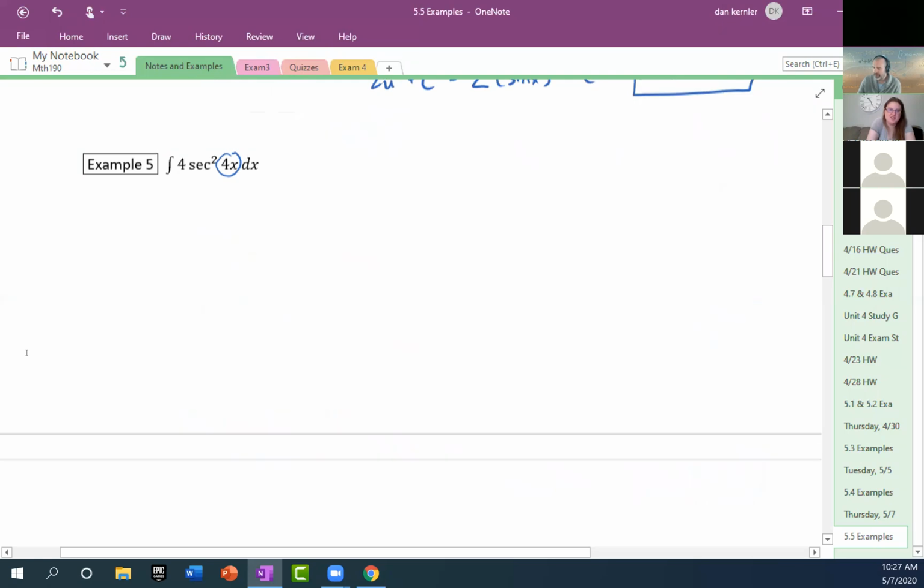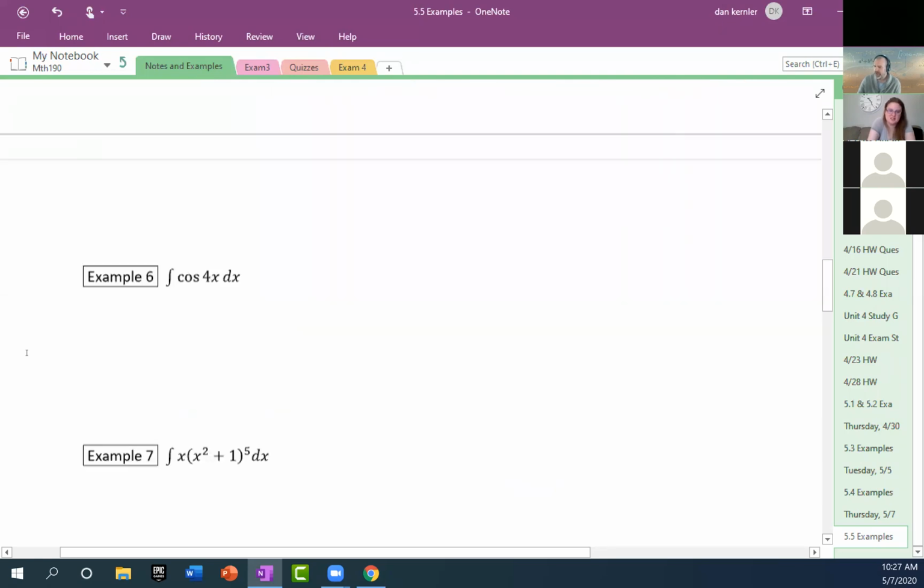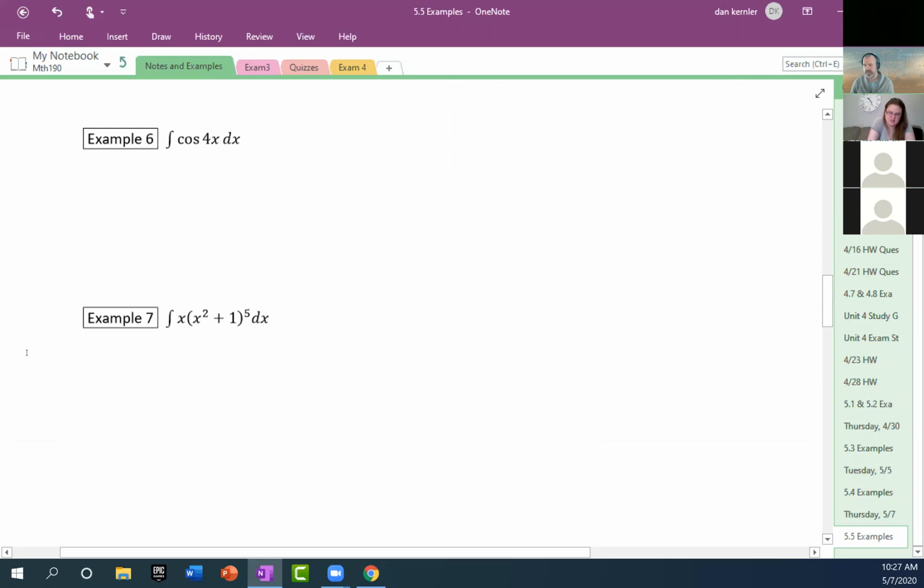So I think 5 looks pretty similar. Let's do 6. We haven't done one like this. It looks the same as one we did earlier, but you'll see there's a very subtle difference. We have a 4x inside the cosine, so I'm going to let u be equal to 4x. And then du will be 4 dx. And I have a little problem on this one. It's a small problem, but there is a problem.